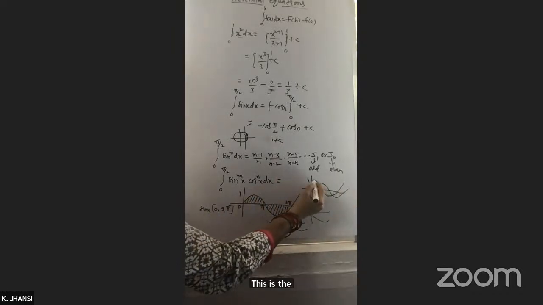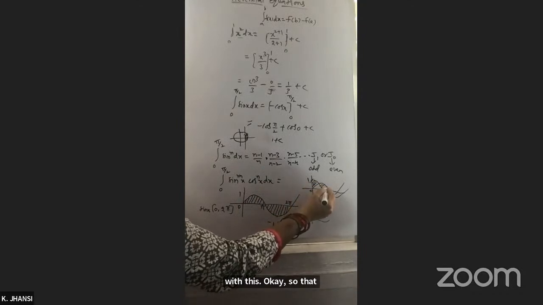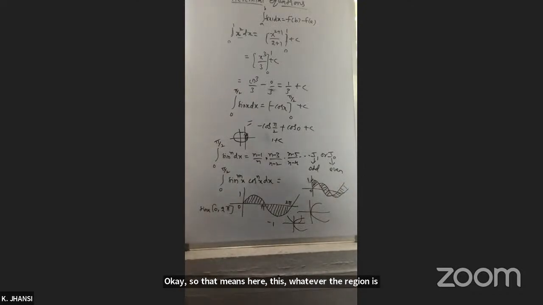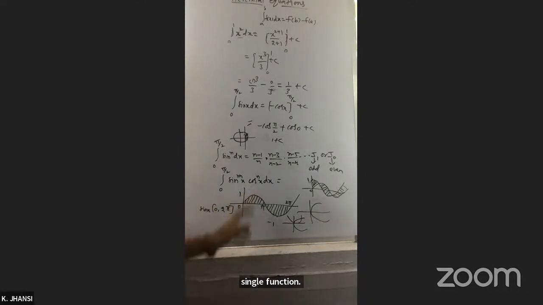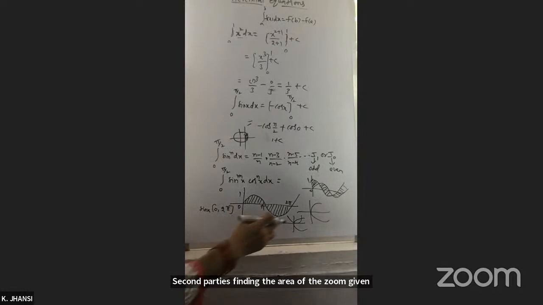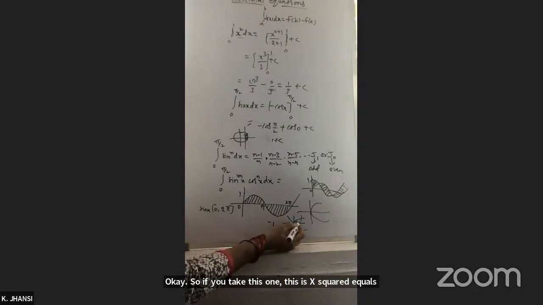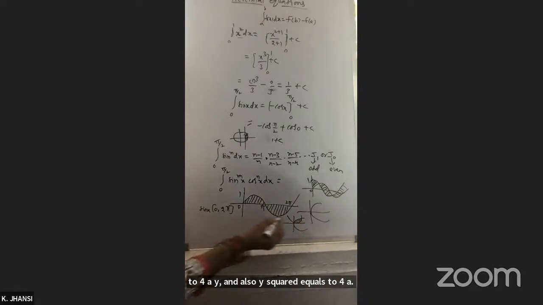Okay, so that means the region covered by these two functions, you have to find the area of that. So the first part is finding only the area of the single function. The second part is finding the area of the two given functions where they are meeting. Okay, so if you take this one, this is x square equals 4ay and also y square equals 4ax. So this is the region covered by these two functions. That means we have to find the area of this part.